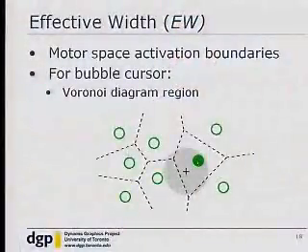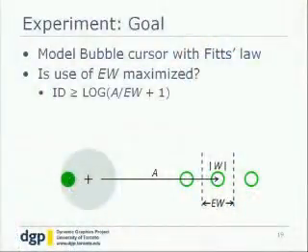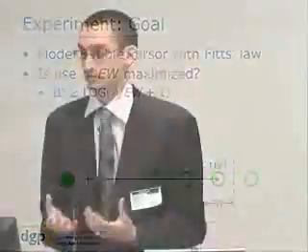So the motor activation boundaries are the Voronoi regions themselves. So we want to know, can we model movement times to these targets by modeling the size of the Voronoi regions? So we actually performed an experiment where we wanted to see if we can model the bubble cursor with Fitts' law, where we use the size of the Voronoi regions as the width parameter in the equation. And we want to know, is the use of this effective width maximized?